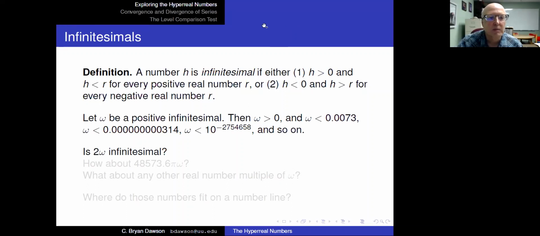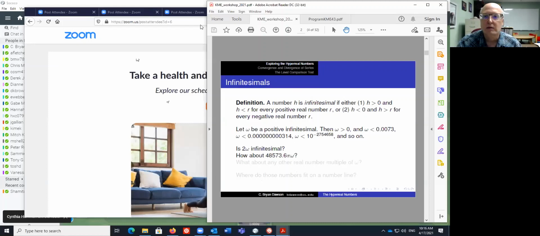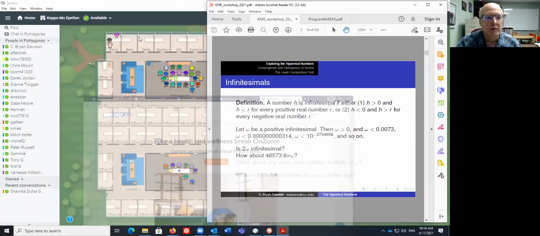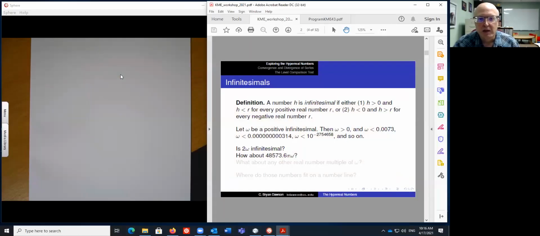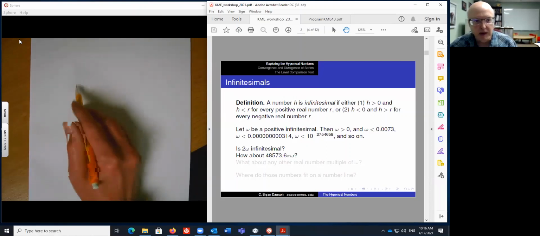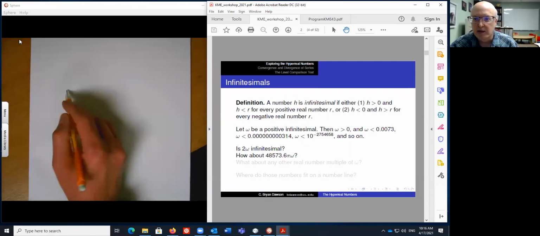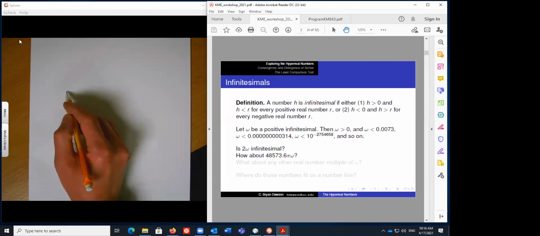So if we're going to look at 2 times omega, let me change the way I'm sharing my screen here. Okay, so let's see, I've got to put that down and get that down. Okay, here we go. Can you see now both my pad of paper and the slides? Yes. Okay, very good.